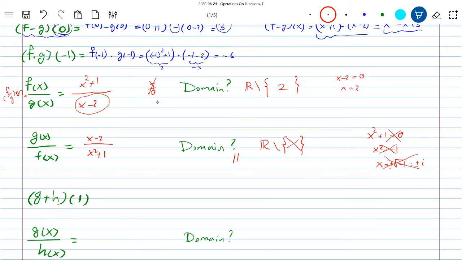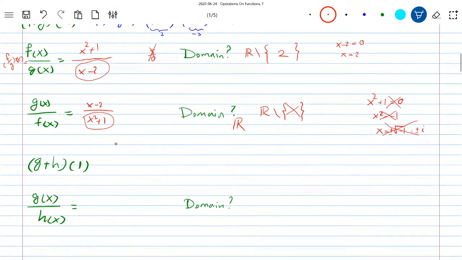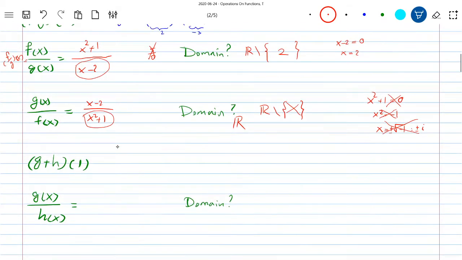So what is the domain? Domain is still all real numbers. This denominator is never 0. Whatever you replace there, it's never 0. Replace 0, it's 1. Replace negative 1, you will get 2, and so on. So there is no restriction for this function. You can replace any number that you want.